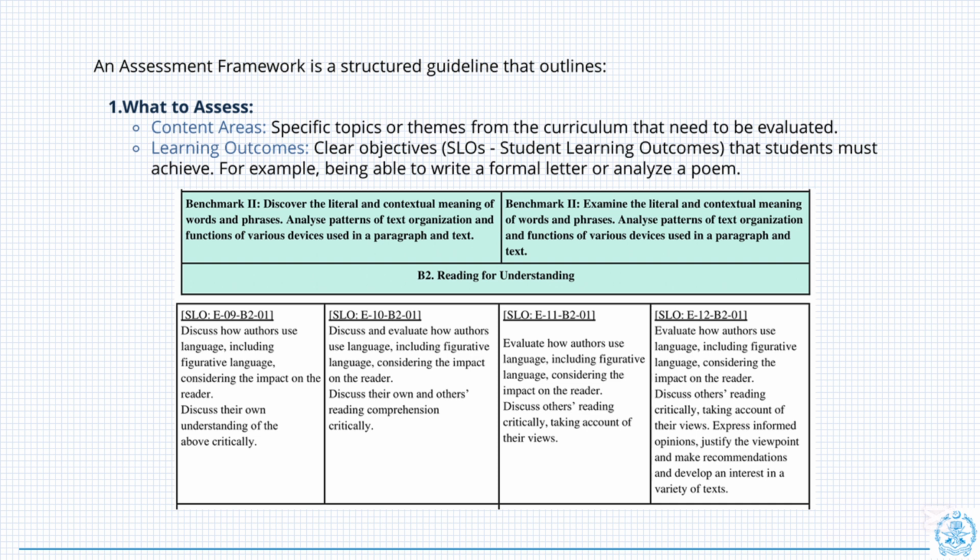In 10th, they go on to building on the previous stage. Here, students critically assess their own comprehension and analyze others' interpretations, fostering collaborative and reflective learning. In first year, students are expected to evaluate language use more deeply, engaging with diverse viewpoints and challenge assumptions presented in the text. In second year, the students demonstrate advanced critical thinking by justifying their opinions, making thoughtful recommendations, and developing an interest in exploring diverse texts with a discerning lens.